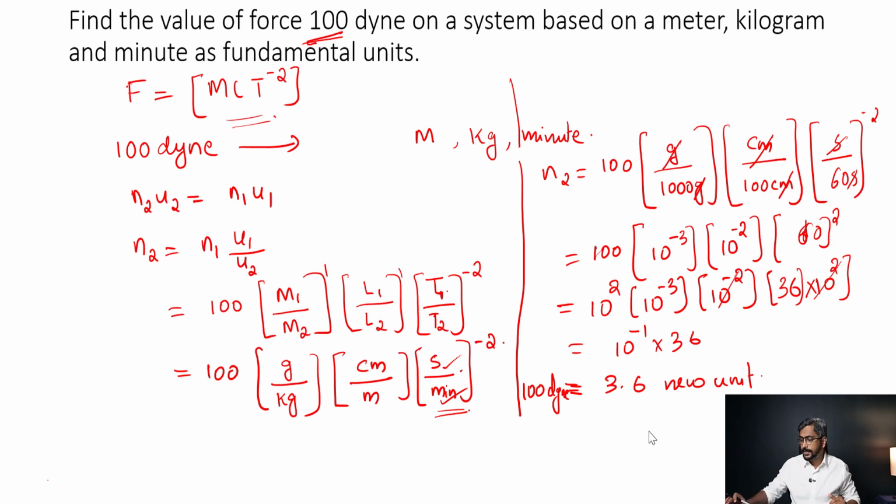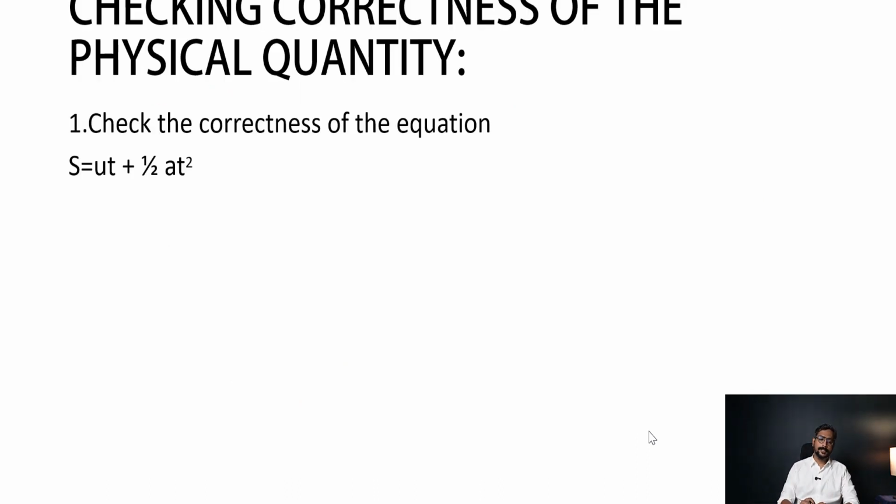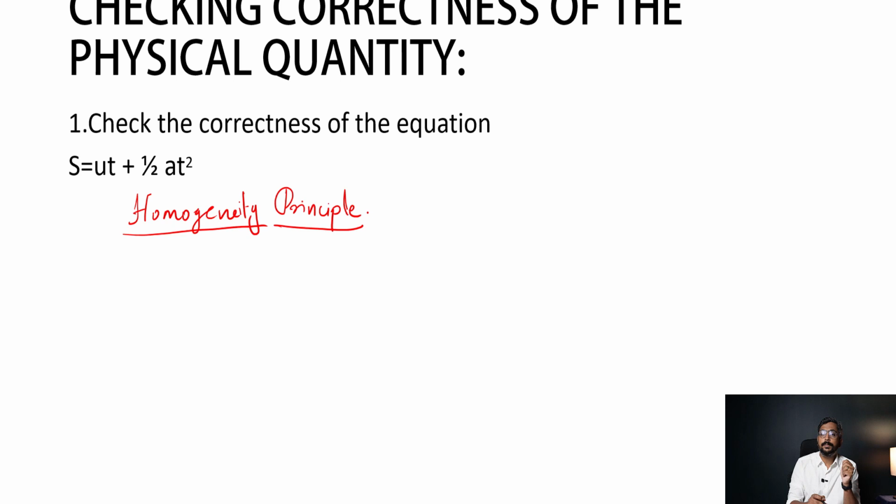So let us move to the next section, that is checking the correctness of a physical quantity. This is the second main use of dimensional analysis, how we can check the correctness of a physical quantity. Here comes a very important term, that is the homogeneity principle. The homogeneity principle states that in an equation, if you're finding two or more terms, then when you do the dimensional analysis, you should get the same dimension formula for each and every term. Then only we can say that the particular equation is correct.